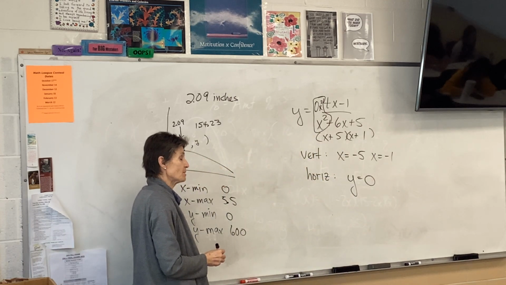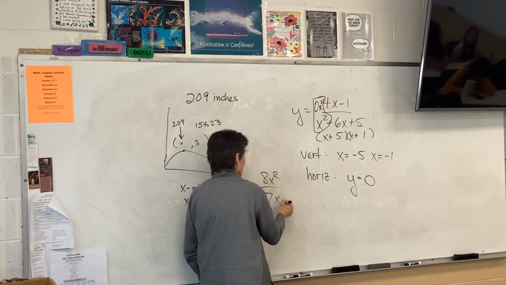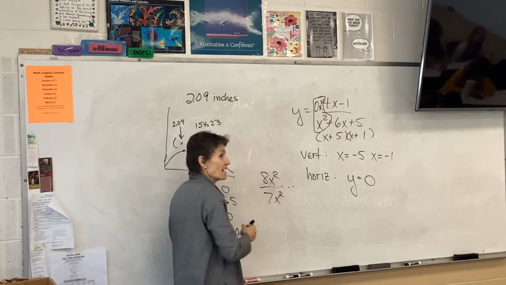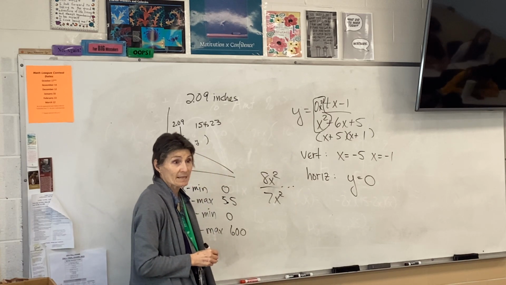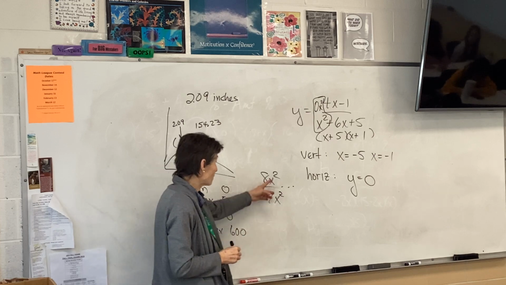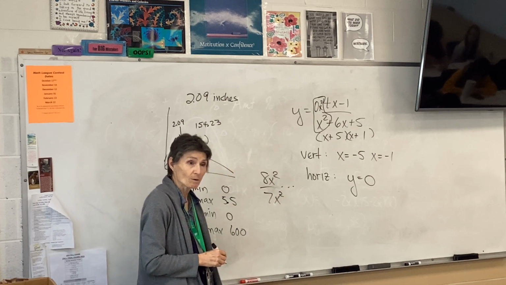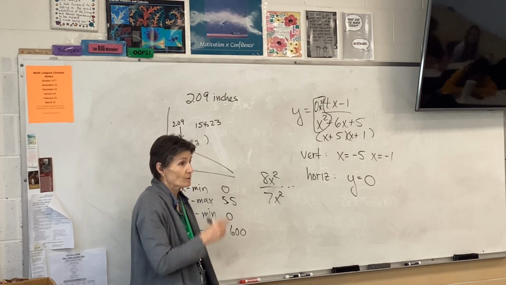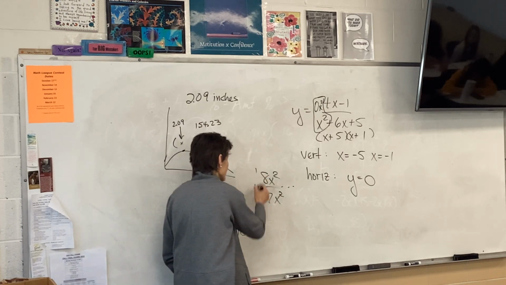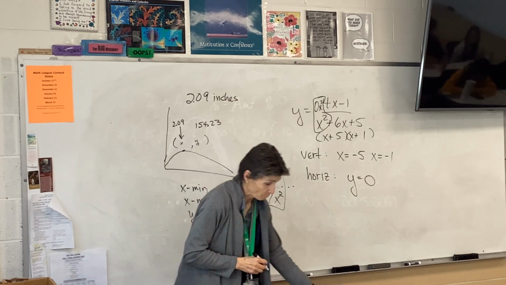In a perfect situation, you would have something like 8x squared over 7x squared, right? And that asymptote would be at 8/7. But if they don't match, if they're not both squares or cubes or whatever, then you need to put zeros in so that you can do your blocks and compare them.